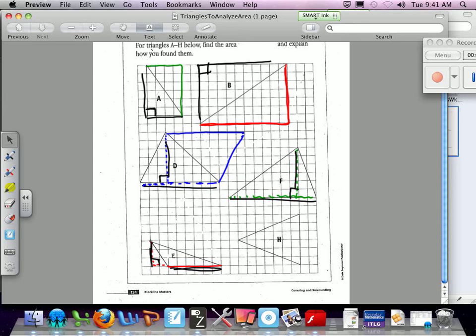Did you have a question about that whole base times height divided by 2? Yeah, well, not really. Oh.